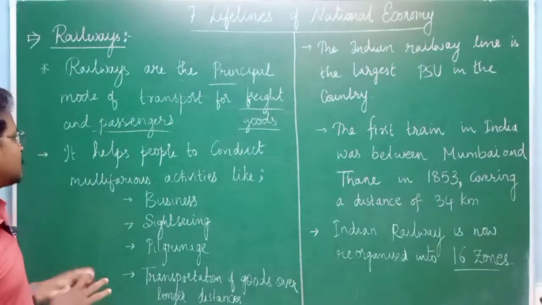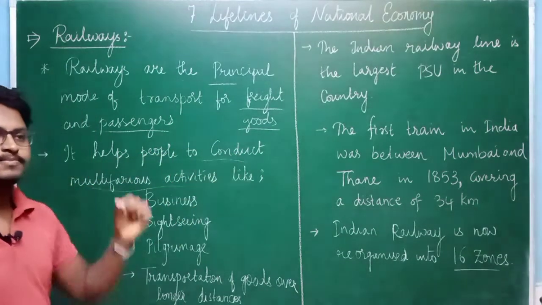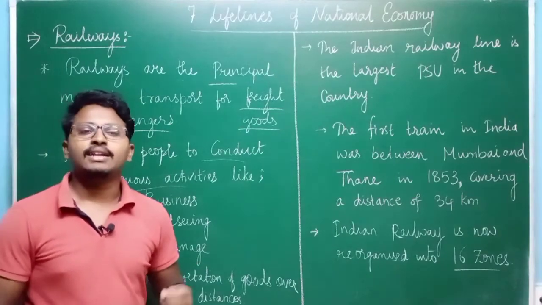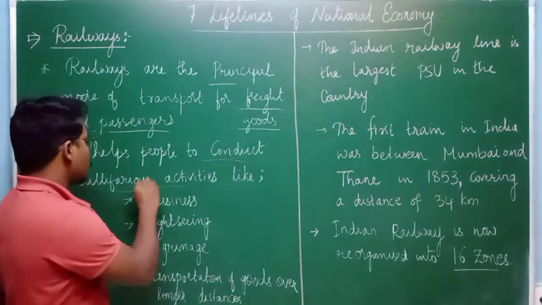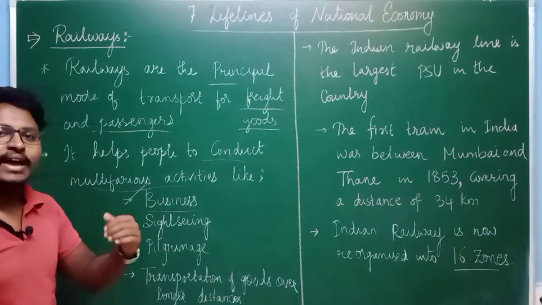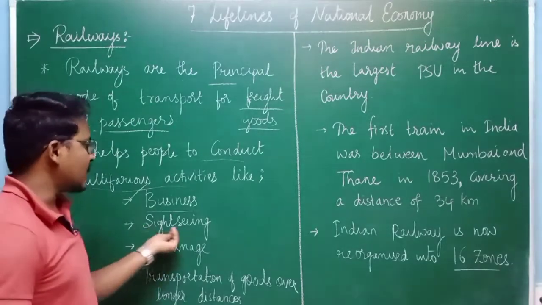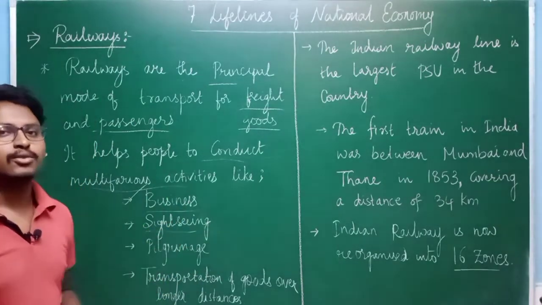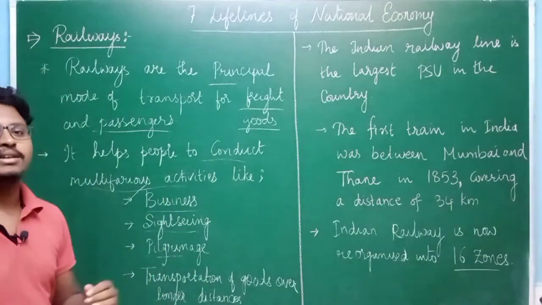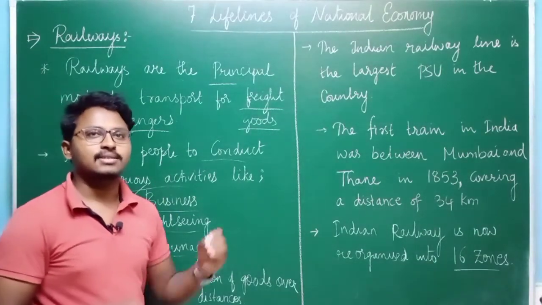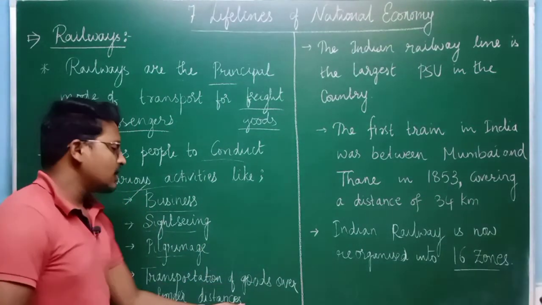Then the next thing is that it helps people to conduct multifarious activities. That means it helps people in doing various activities. For example, people who conduct business, buying and selling goods over different parts of the country. Then sightseeing, people who go for tourism purposes. Then pilgrimage, that means those people who visit various temples as well as holy places in the country. Then transportation of goods over longer distances.